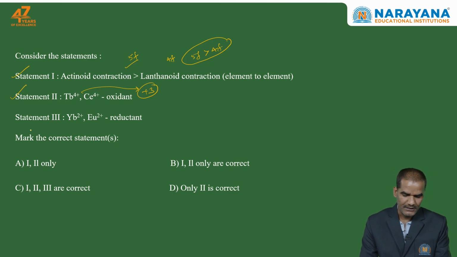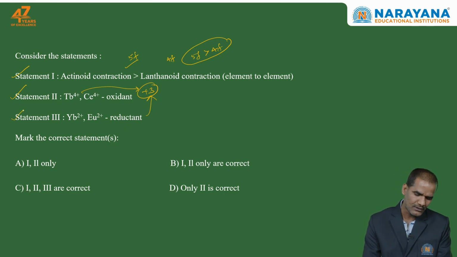Similarly if you see statement 3, ytterbium 2+ and europium 2+, again their common oxidation state is +3, and in this particular case they are going to increase their oxidation states from +2 to +3. So their oxidation state is increasing, hence they act as reducing agents. So this is also correct. Here all these 3 statements are correct.